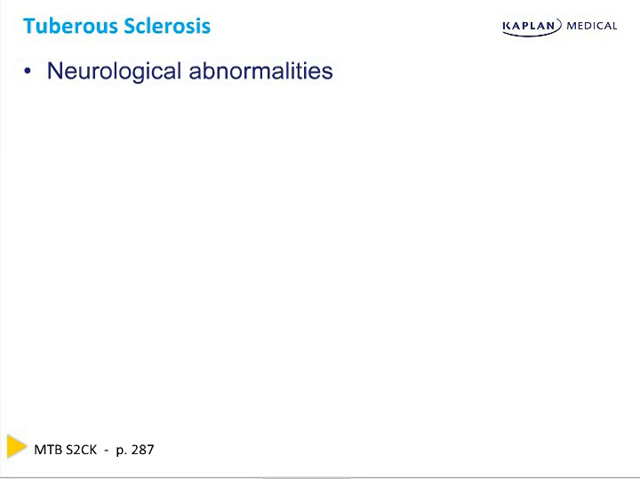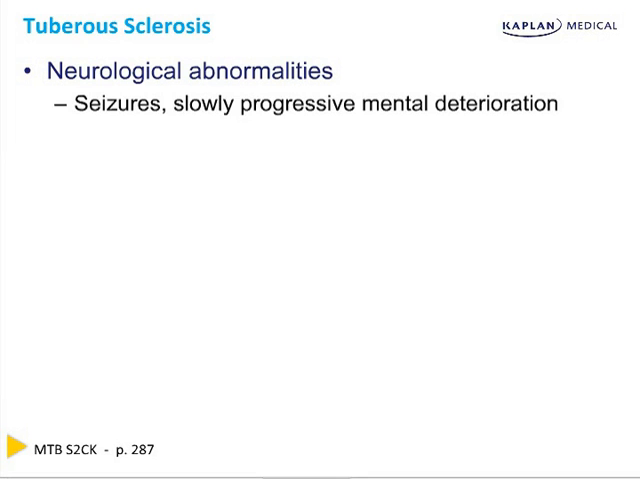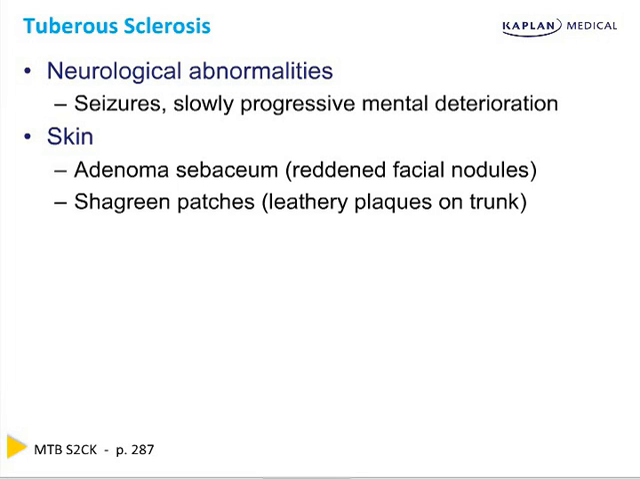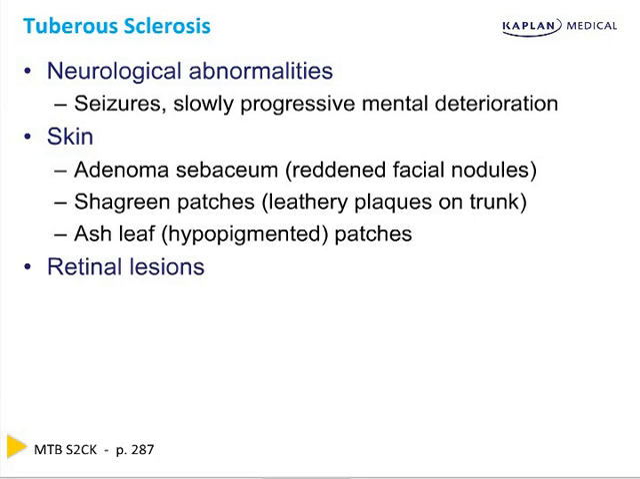In tuberous sclerosis, the neurological abnormalities that you will find are seizures, and some people get slowly progressive mental deterioration. Now, each of these has a characteristic skin manifestation. Adenoma sebaceum, reddened facial nodules in tuberous sclerosis. Shagreen patches, leathery plaques on the trunk, and ash leaf or hypopigmented patches. And you've got to learn the retinal lesions and rhabdomyomas. Rhabdomyomas are benign muscle tumors.